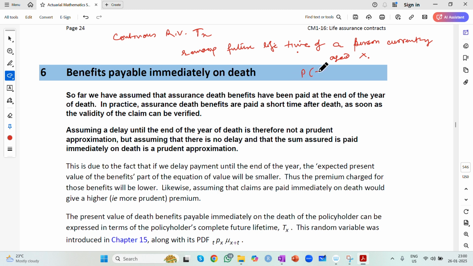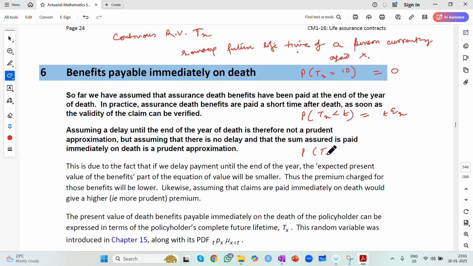That simply means P(T_x = 10) is a meaningless calculation of probability and its value will be simply 0, because T_x is a continuous random variable. So the probability has to be calculated only for a range. For example, when we say T_x is less than t, it means that the person currently aged x dies before the next t years, which we also call in actuarial notation as tq_x.